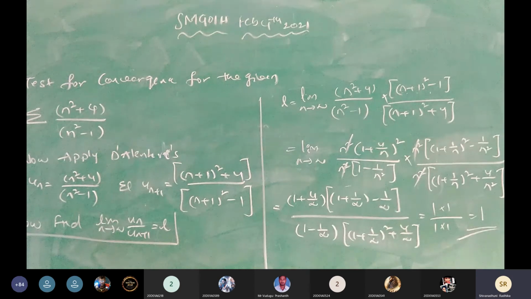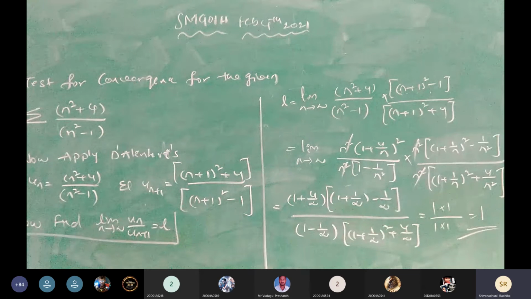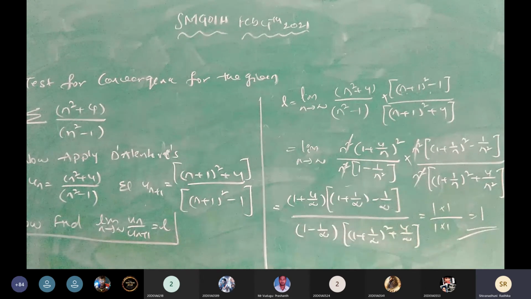Clear? Now what is the L value here? I am going to rub this one. Okay?